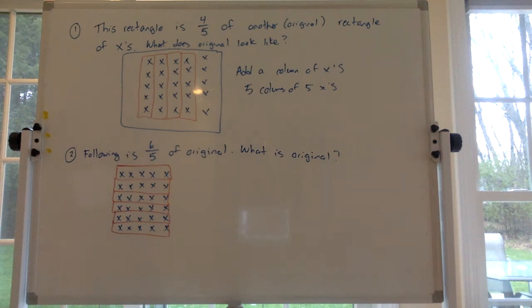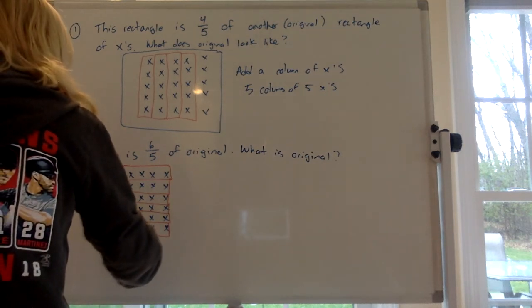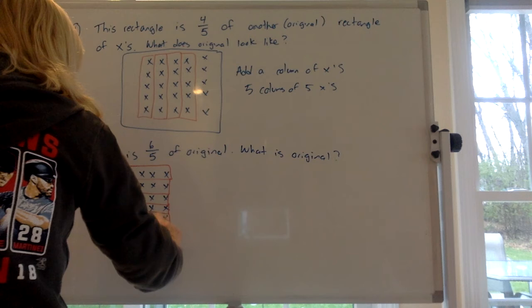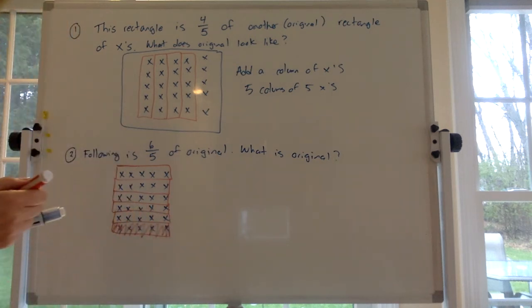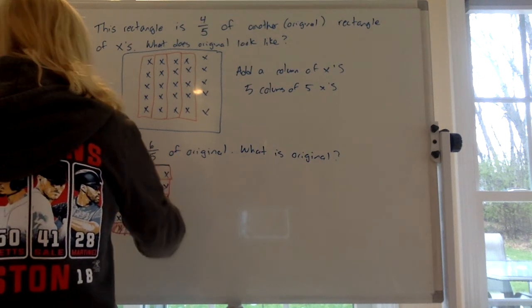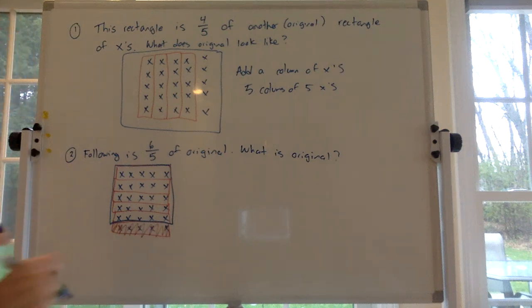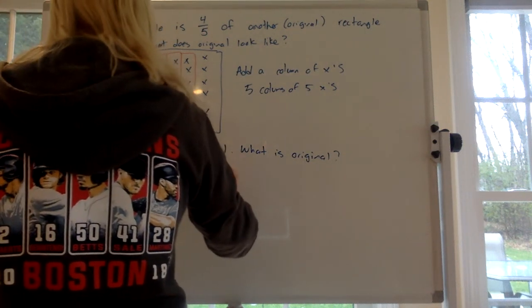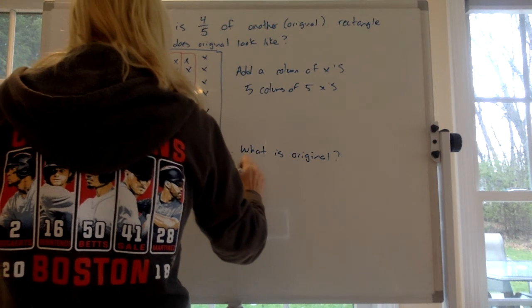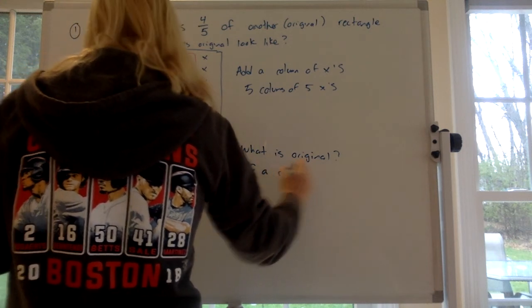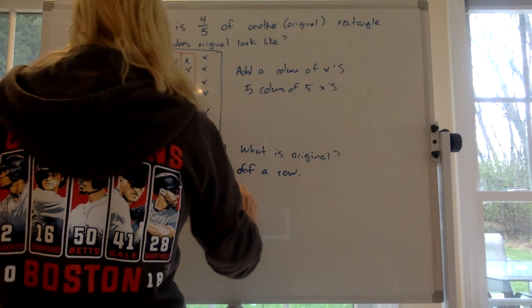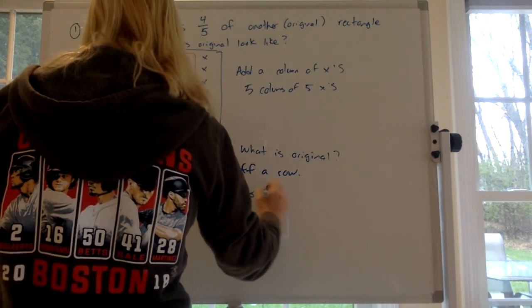But the original only has 5 of these pieces. So what would we have to do? We'd have to take off one of these pieces, right? So what does the original look like? The original is going to be just 5 of those rows. So we took off a row, and what are we left with? We have 5 rows of 5 x's.